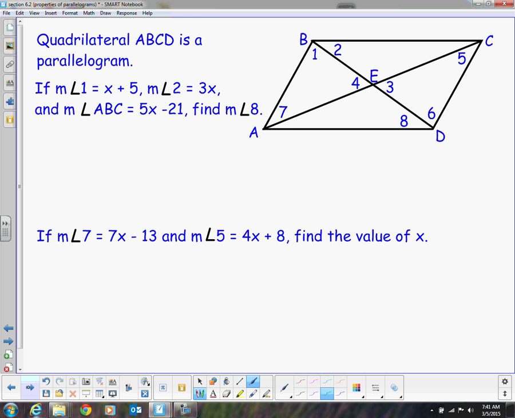All right, this is a parallelogram. What do you think we're going to have from the past? Parallelogram. All those angles you learned a long time ago. Angle 1 is x plus 5. Angle 2 is 3x. Measure of angle ABC is 5x minus 21. What equation are you going to write?